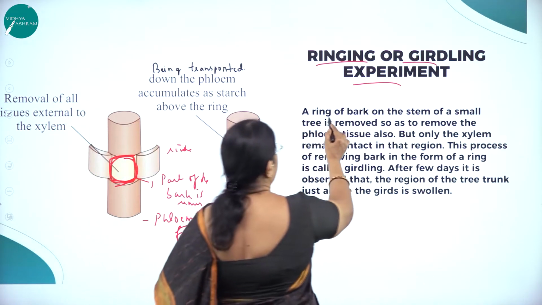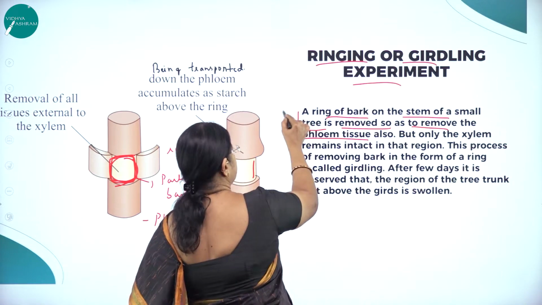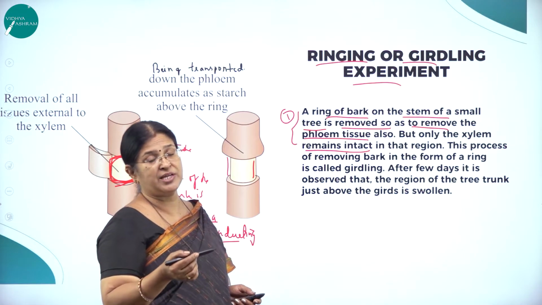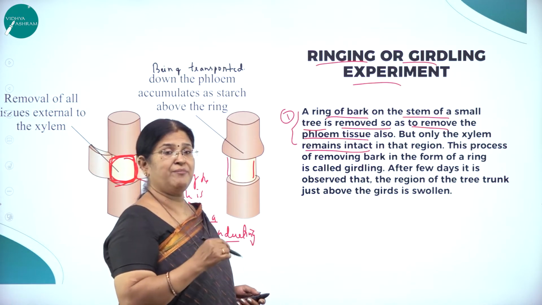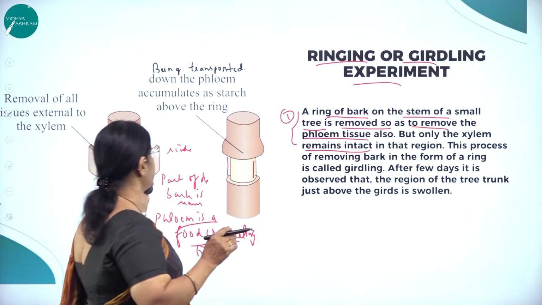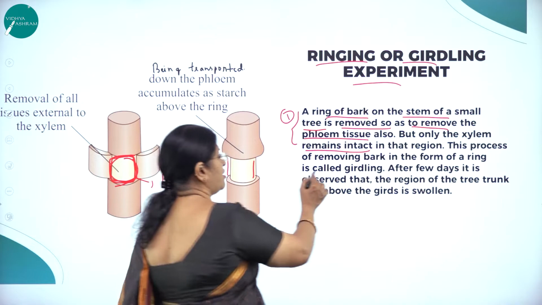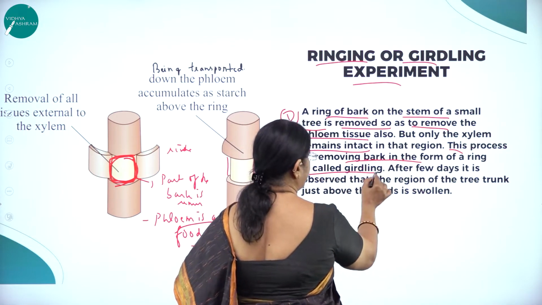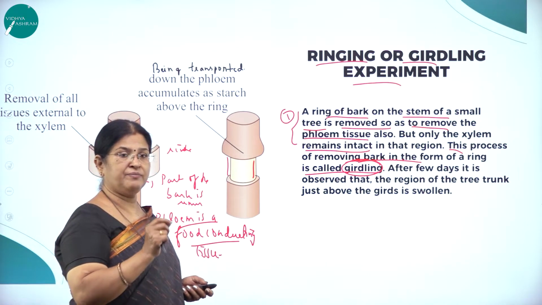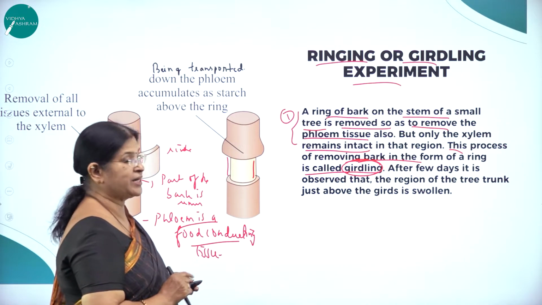So a ring of bark on the stem of a small tree is removed so as to remove the phloem tissue. So this is the first step. But only the xylem remains intact in that region. As we know, xylem is a water conducting tissue, but our aim is to prove that phloem is a food conducting tissue. So we have to remove only the phloem part from this particular part of the bark of a tree, retaining the xylem. This process of removing bark in the form of a ring is called girdling, because we remove that particular part of the bark, retaining xylem and removing only the phloem. Hence it is called as girdling experiment.